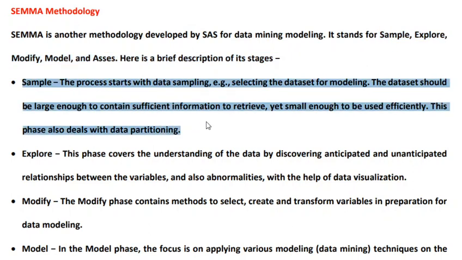Now, the first phase is called the sample phase. Here, the process starts with data sampling, that is selecting a relevant data set for modeling. The data set that is collected should be large enough to convey all relevant information, and it should be small enough so that it can be efficiently managed. This should be the property of the collected information. It should be capable of conveying everything that is required, yet it should be manageable. Now, this phase is also concerned with data partitioning.